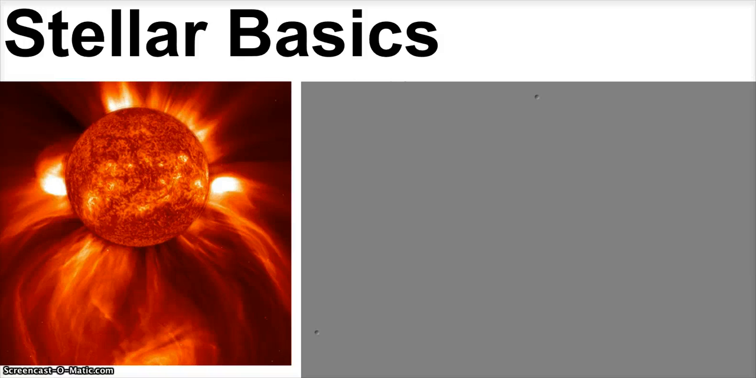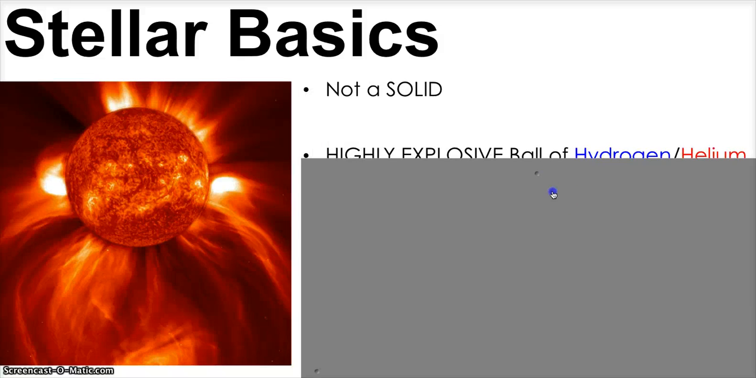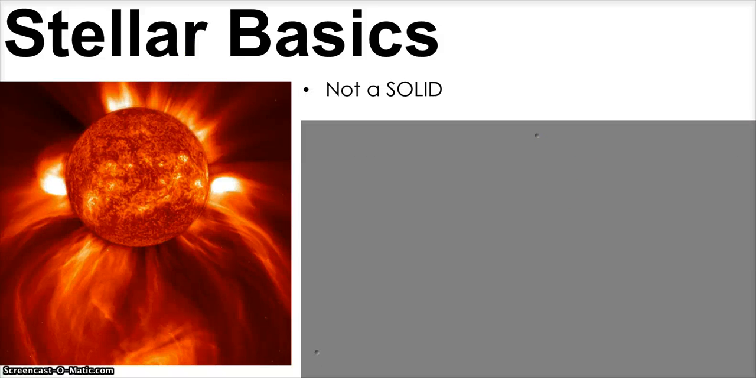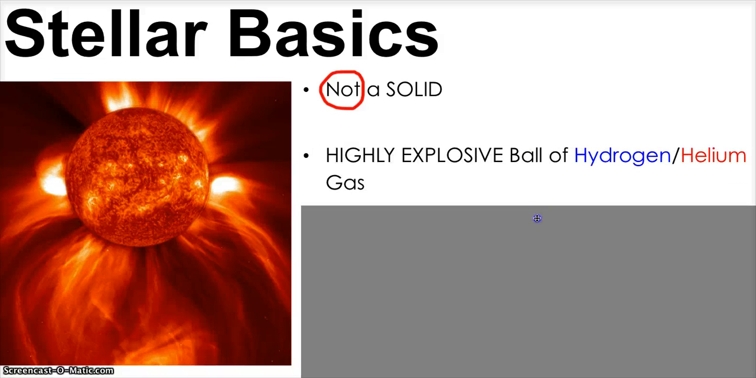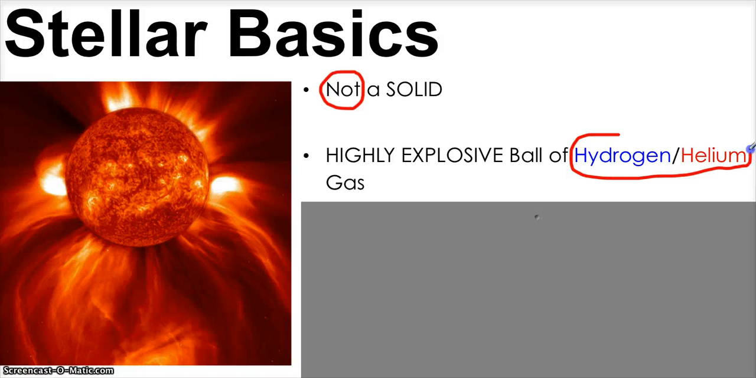And on to some stellar basics. This is basics about stars. Stellar, that means the same thing as a star. So first of all, stars are not a solid. It's very important to note they're not something that could be visited and stood on. Besides the point of being incredibly hot, they are not solid. They are actually highly explosive balls of gas, and specifically, they are made of hydrogen and helium gases.